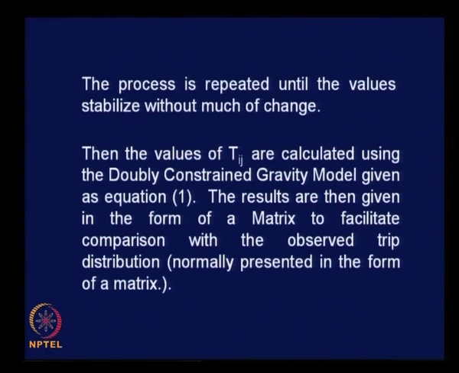The results are then given in the form of a matrix as we normally do, to facilitate comparison with the observed trip distribution, which is also normally given in the form of a matrix. So we are going to have two matrices, one based on the gravity model, the other based on the field observed data, right. We have two matrices and we have to compare them for matching. Clear? So that is the calibration process.